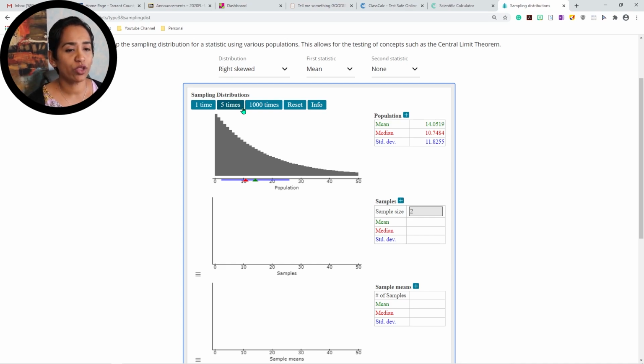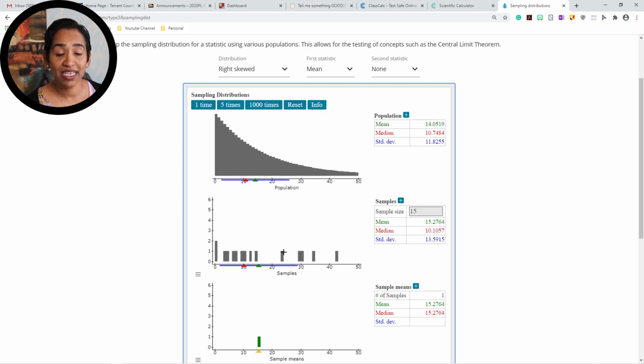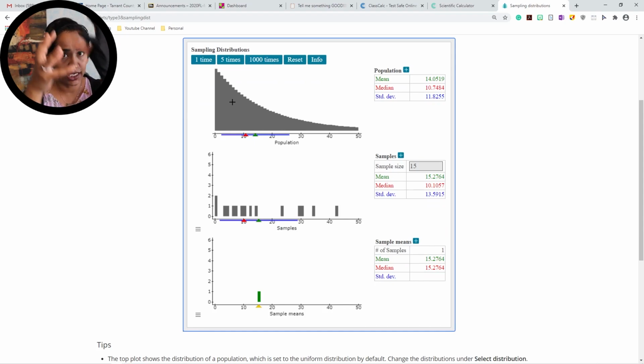I'm going to start with the right skewed. I want you to focus on what this distribution is. It's a right skewed distribution. I'm going to take a sample size of 15. I'm going to pick one so you can see what's happening. So I'm going to take 15 samples: 1, 2, 3, 4, all the way up to 15. There you go, 15 of the samples. The first graph is your sample data set, the second is the samples I'm picking, and the third graph that you see right here is the mean.